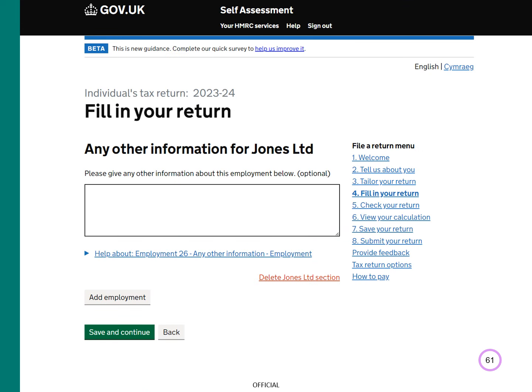Tell us here any information you feel is needed to support your entries in the employment section, but don't include any figures that should be shown elsewhere or any questions. So you may need to tell us you've entered your payroll benefits in kind in the other benefits box as you are a student loan or postgraduate loan borrower, as we mentioned earlier. Don't use the enter or return key on your keyboard. There are also limits to the number of characters and some special characters. Check the Help About link for more information.